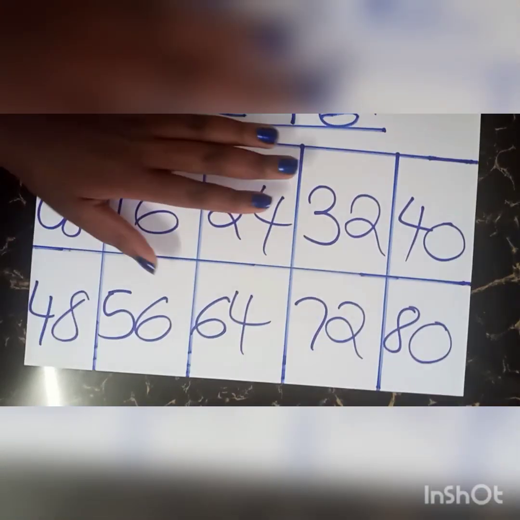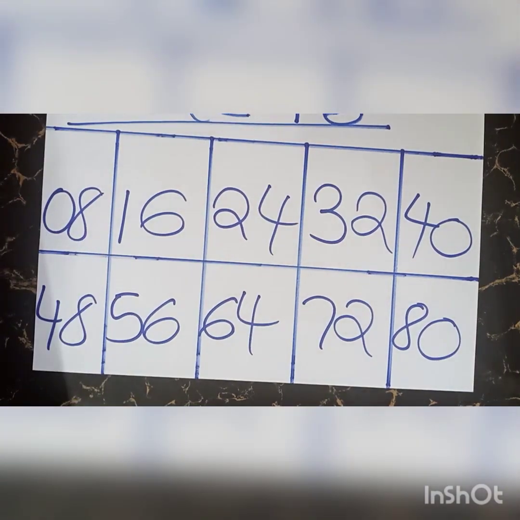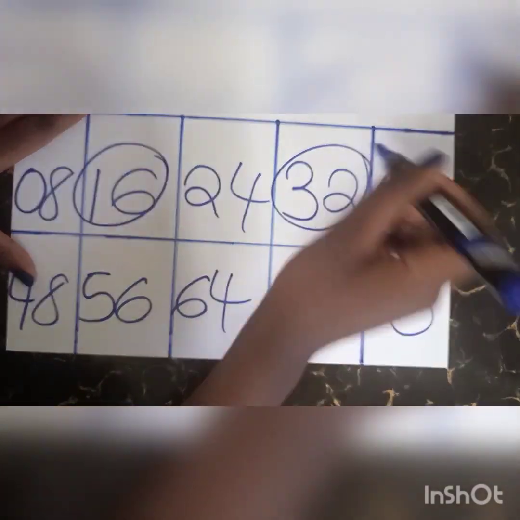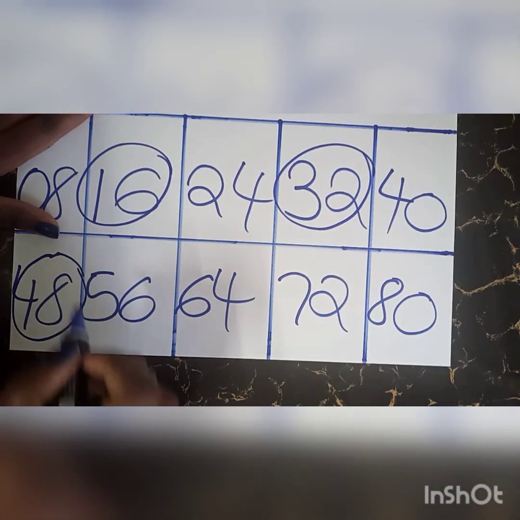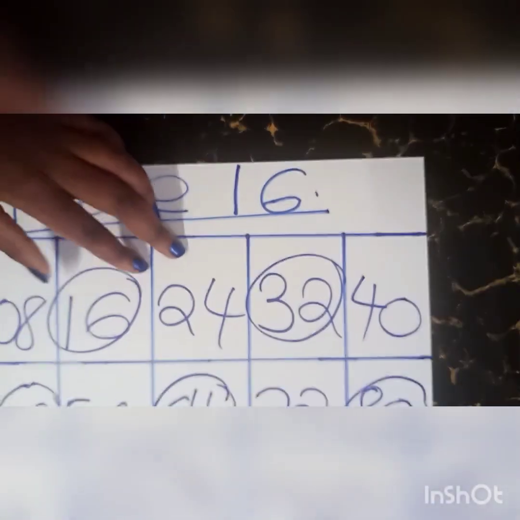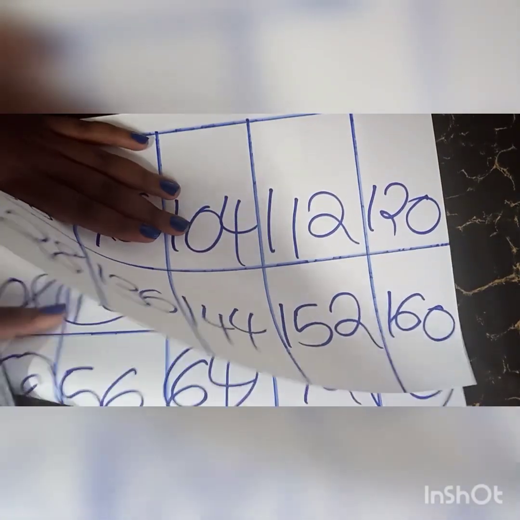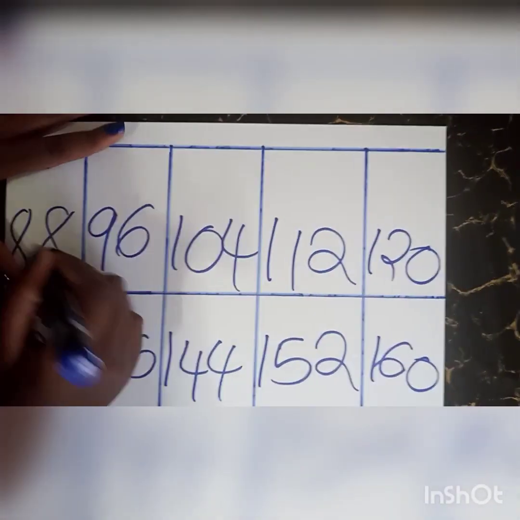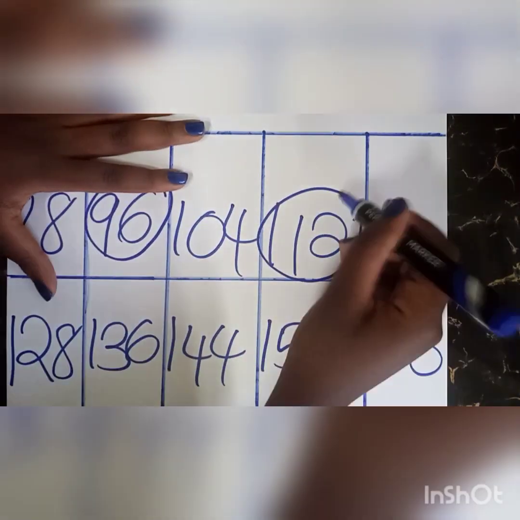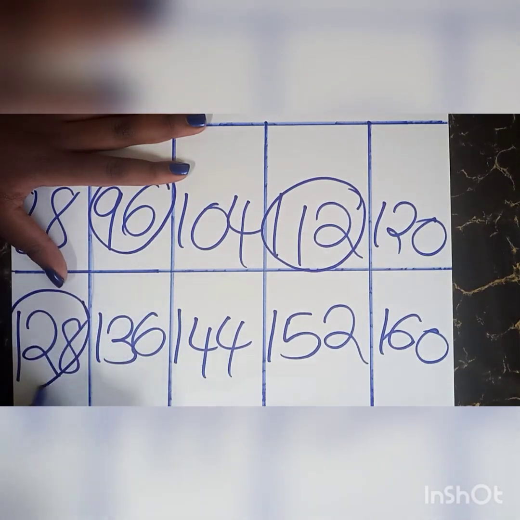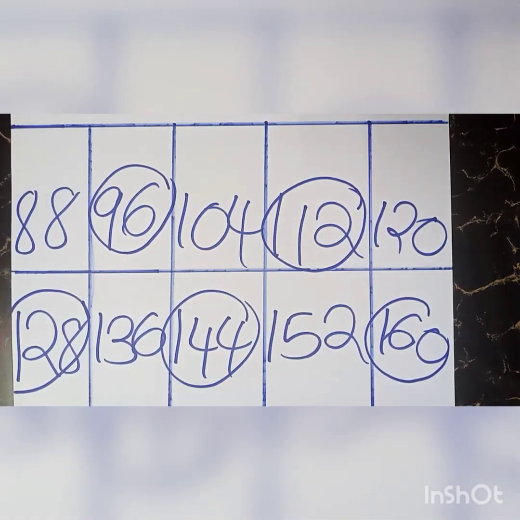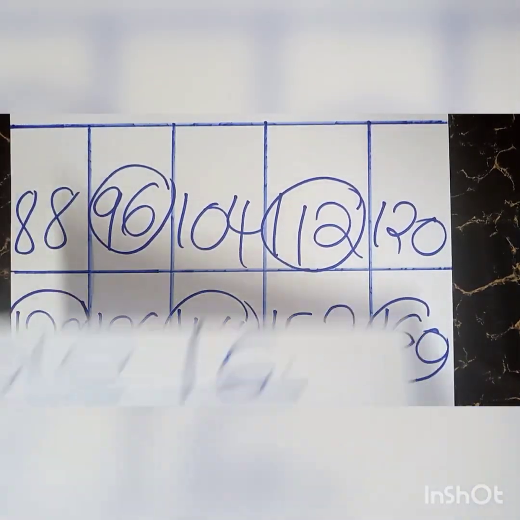Here, we'll skip the first number and circle this number here. Skip this, circle this. Skip this, circle this. Skip this, circle this. Skip this, circle this. Moving on swiftly. Skip this, circle this. Skip this, circle this. Skip this, circle this. And with that, you have your table 16.